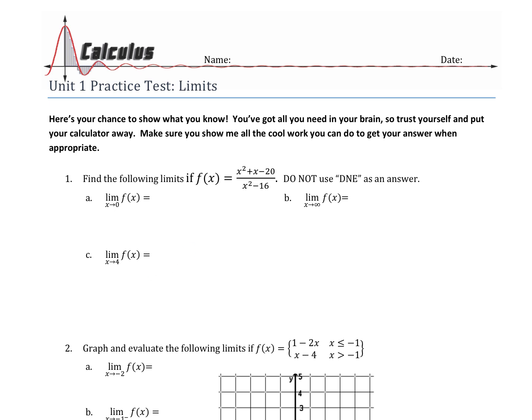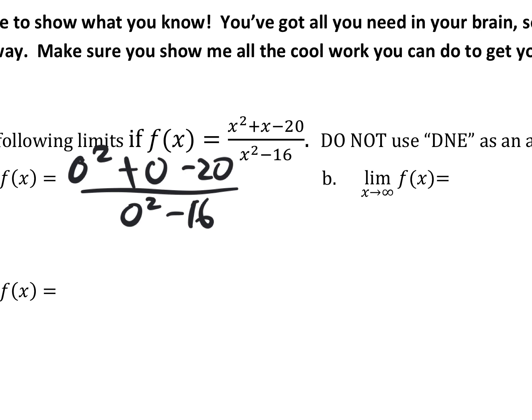Well, if we plug in 0, first of all, we can see that it doesn't cause problems, right? We always want to just plug things in first, right? So we get 0 squared minus 16, and we can evaluate that. It's negative 20 over negative 16, and negatives cancel, and that's 5/4.